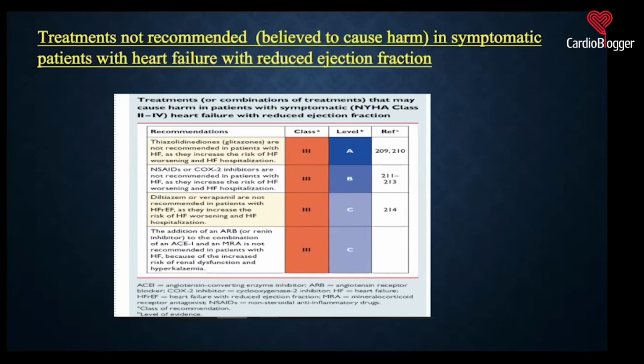Also, you should not combine ACE inhibitor and ARB together in any group of patients. Some people say that ACE or ARB with spironolactone should not be used because of the risk of hyperkalemia and renal dysfunction, but most of the time we tend to use ACE or ARB because of the cardioprotective effect.